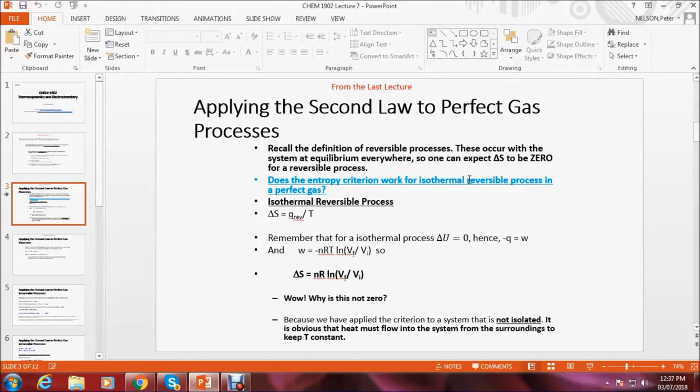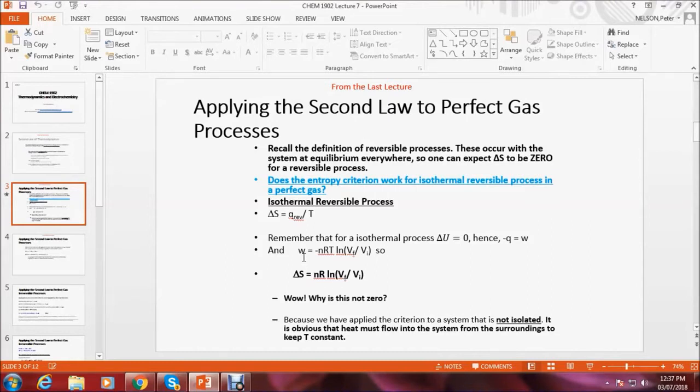Now, isothermal reversible process. Delta S is equal to Q reversible over temperature. Remember that for an isothermal process, delta U is equal to 0. That is, there is no change in internal energy. We are not saying that there is no internal energy. There is, but there is no change, so it's constant. And hence, minus Q is equal to W. So heat released is equal to work done, and this comes from the fact that delta U is equal to Q plus W, which is the first law of thermodynamics.